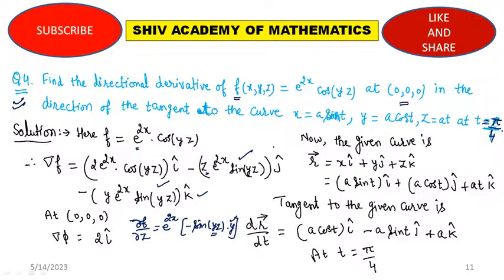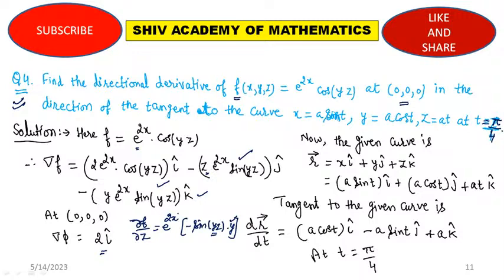Because the point is given as 0, 0, 0, we put 0 in place of x, y, z. So we are left with only the first term, because in the second and third terms z and y are multiplied, so when we put 0 we get all these values 0. So it is 2 i cap. So del f is 2 i cap.